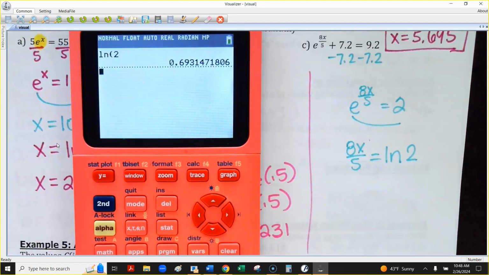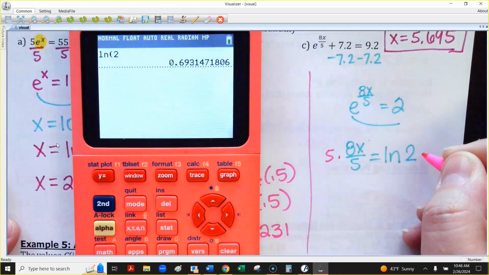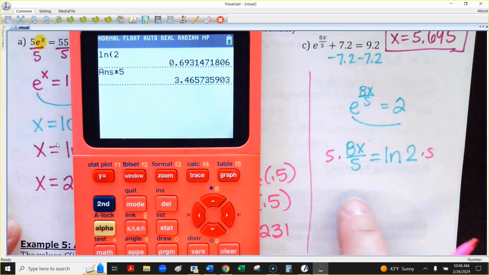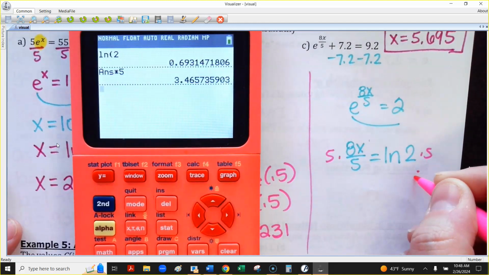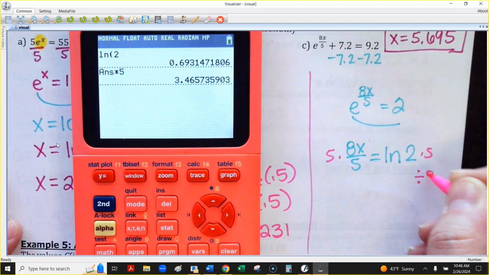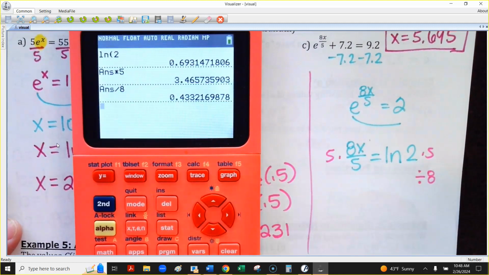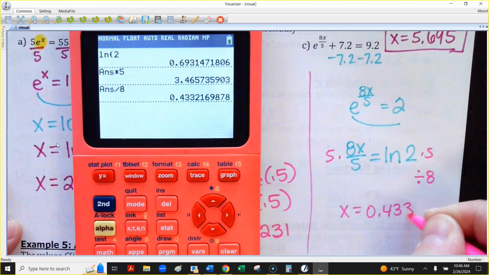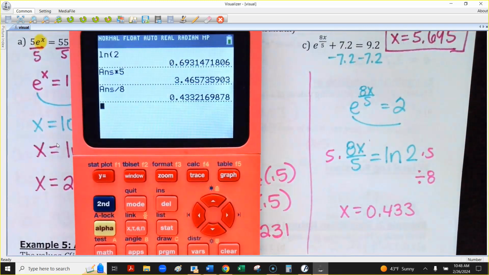Yes, multiply. So you get the 5 out of the denominator. I'm going to multiply by 5. And so then I would have 8x equals this mess on my calculator screen. Then after I multiply by 5, I'm going to divide by 8. And so my answer for this last one is 0.433. Again, this would be super easy to check because you have an E button and a natural log button on your calculator for all of these questions.